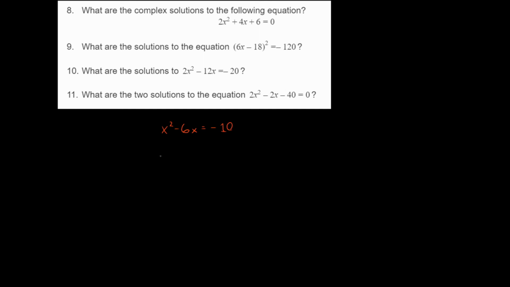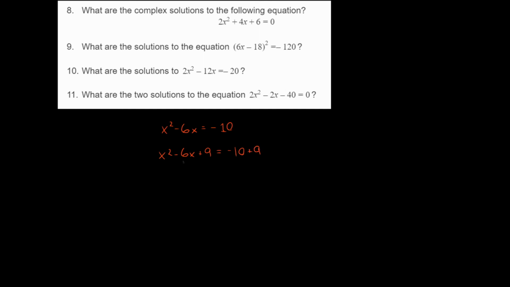Let's complete the square. We've got x squared minus 6x. We're going to add half of this squared to both sides. So half of negative 6 is negative 3, but negative 3 squared is 9. So we'll add 9 to this side. And if we add 9 to the left, we have to add 9 to the right. Otherwise, it won't be balanced anymore.